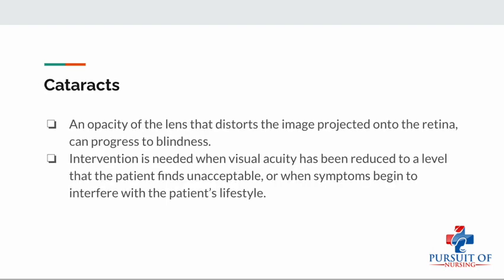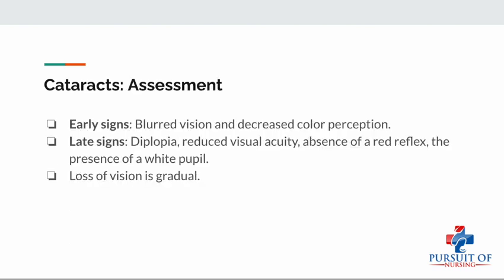Cataracts. Cataracts is an opacity of the lens. It distorts the image projected onto the retina and can progress to blindness. Different causes of cataracts include aging. They can be hereditary. Trauma to the eye can cause cataracts. Long-term use of steroids or diabetes can lead to cataracts. Intervention is needed when the visual acuity has been reduced to a level that the patient finds unacceptable or when the symptoms begin to interfere with the patient's lifestyle.